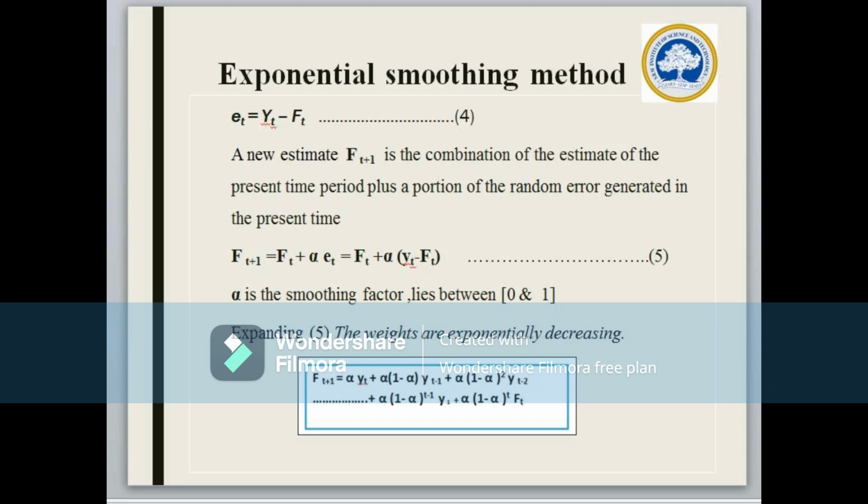So this goes on for the new observed values. When the new observed values are increasing, the weights of the past periods will be exponentially decreasing.